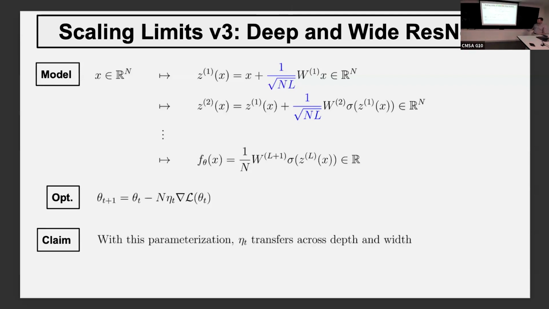Okay, so the basic claim, and this comes from a theorem in which we were able to characterize the limit of these training dynamics as N and L go to infinity in a somewhat horrible but completely explicit way, is that with this parameterization, when you have this 1 over square root of NL here, and this 1 over N here, and this N here, they were all necessary steps, then hyperparameters like the learning rate A to T, and things like the batch size, the momentum coefficient, et cetera, will in fact transfer when you change the depth and the width.